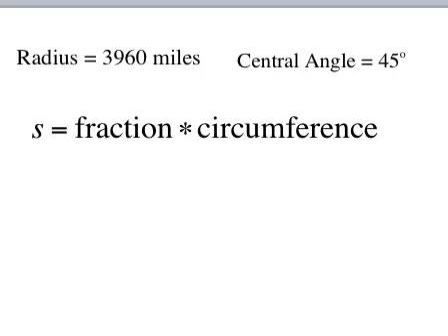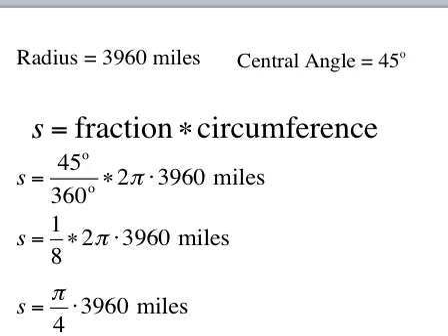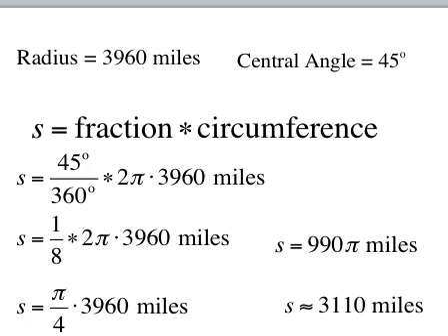The arc length is the fraction of the circle times the circumference of the entire circle. Our fraction is 45 degrees out of 360 times the circumference of the entire circle, 2 pi times the radius, 2 pi times 3960. 45 over 360, I believe that's 1/8, times 2 pi times 3960. 2 pi over 8 reduces to pi over 4. Pi over 4 times 3960 actually reduces to 990 pi miles. And if you have a calculator, you can approximate that to about 3,110 miles.